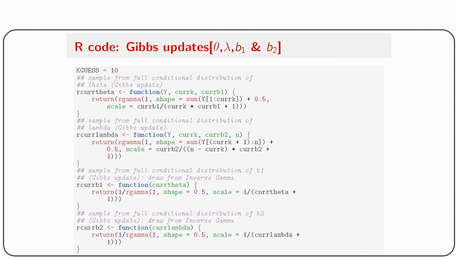And the sample from the full conditional distribution of beta 1 is also a Gibbs update, an inverse gamma distribution, very straightforward. And the sample from the full conditional distribution of beta 2 is also inverse gamma; one can use this expression to do this, very straightforward.